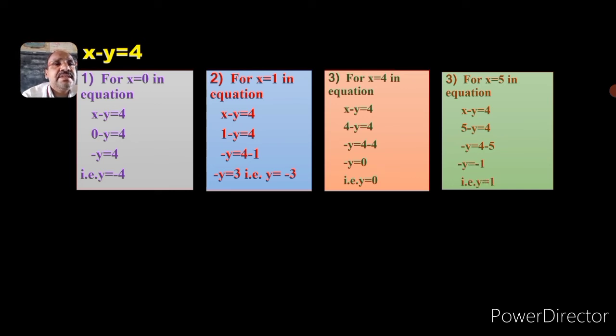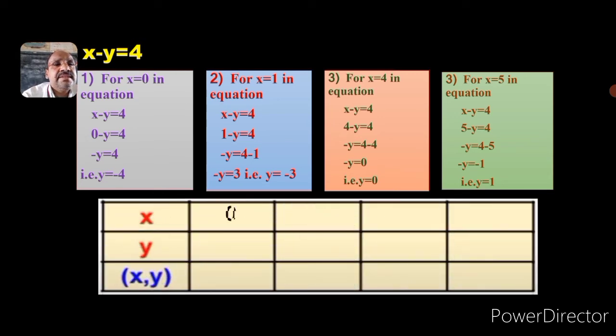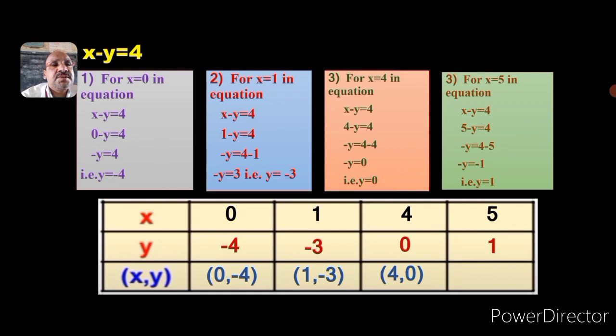Now we arrange these values in the table form. x is 0, 1, 4, 5. Value of y is minus 4, minus 3, 0, 1. The order pairs are 0 minus 4, 1 minus 3, 4 0 and 5 1.